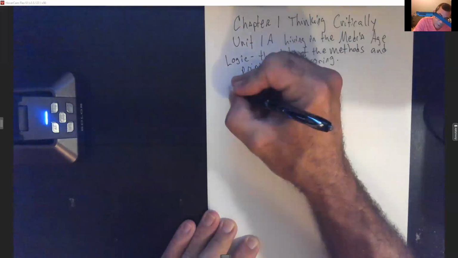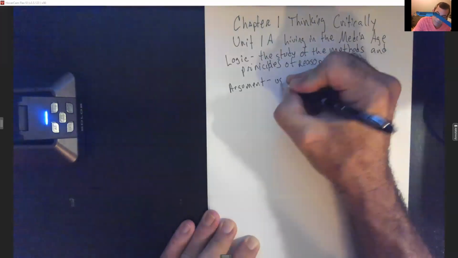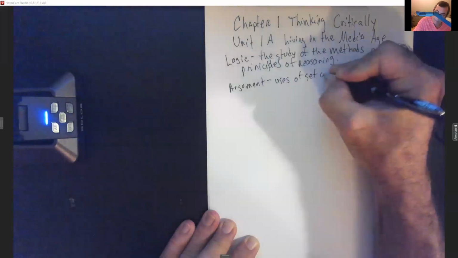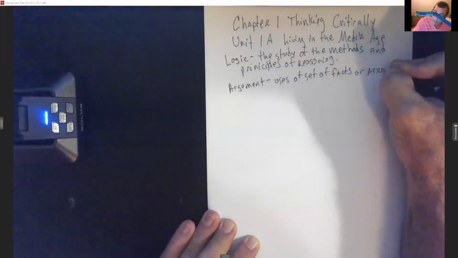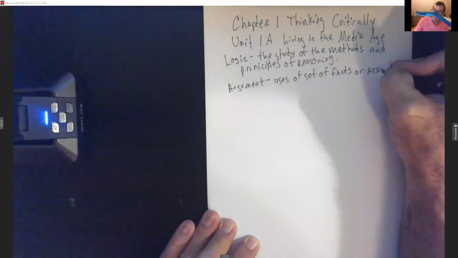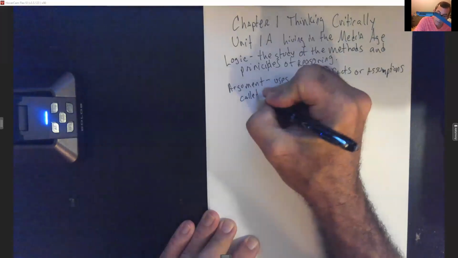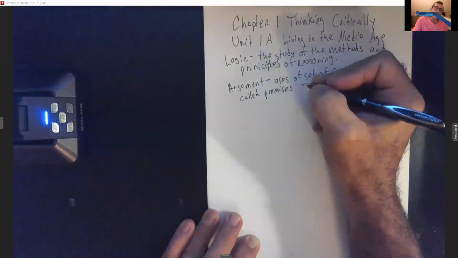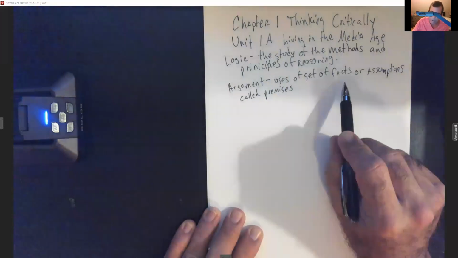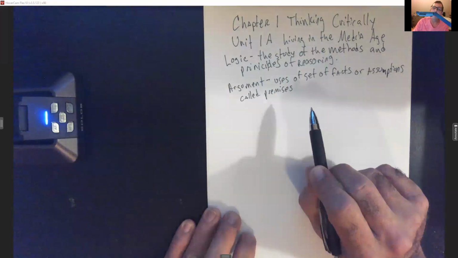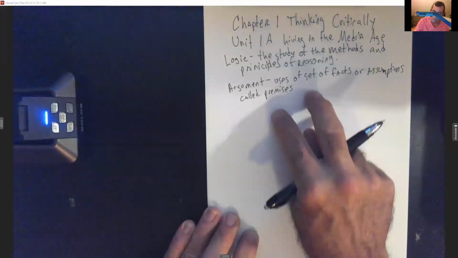So in logic, we talk about arguments. An argument uses a set of facts or assumptions. So if they're not facts, they're assumptions called premises. So later when they talk about premises, you're talking about the set of facts or assumptions being made. What are they stating about this argument, okay? So an argument has its set of assumptions or premises.